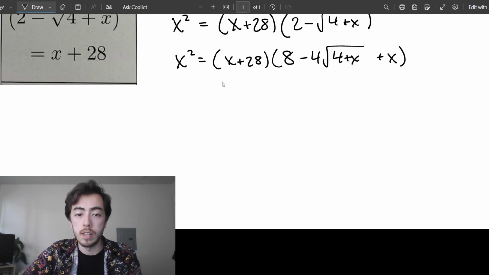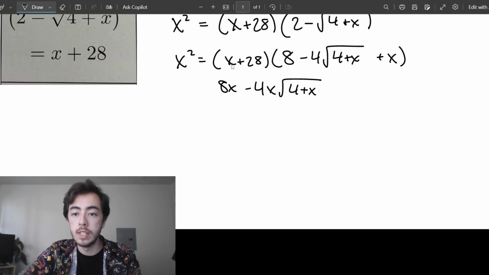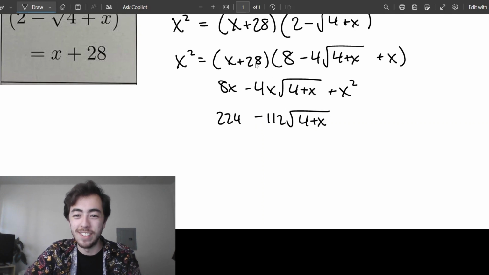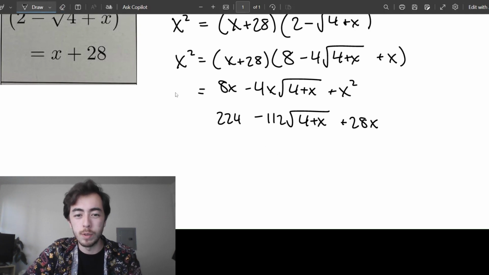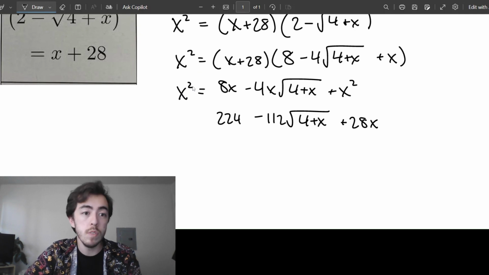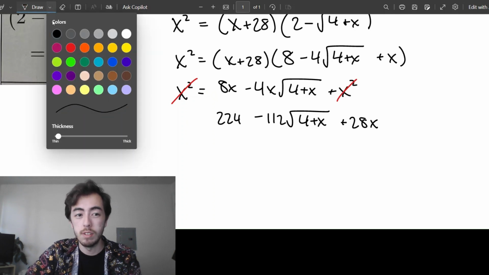So x times 8 is 8x. X times that mess, we'll just introduce an x in there. And then x times x is x squared. And then 28 times 8 is 224. 28 times 4 is 112. So that's minus 112 root 4 plus x. And then finally, we have a 28x from these two terms. And that entire sum and difference, because we have some things being subtracted in there, is still supposed to be equal to x squared on the left. So I guess it's kind of convenient that we could cross off these x squared terms.